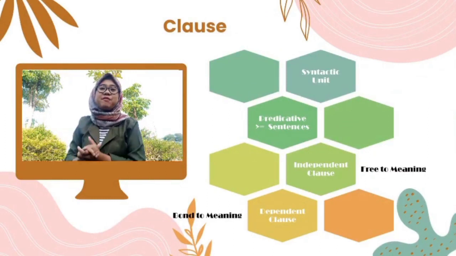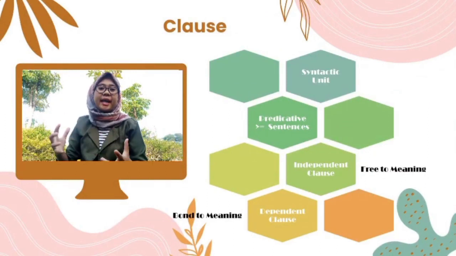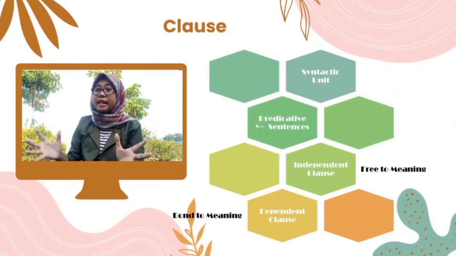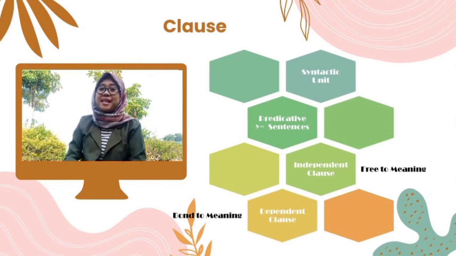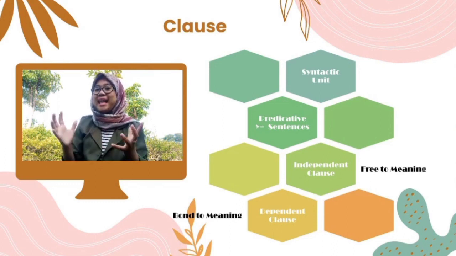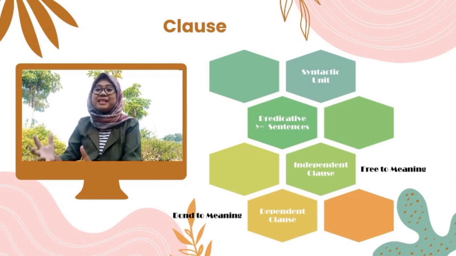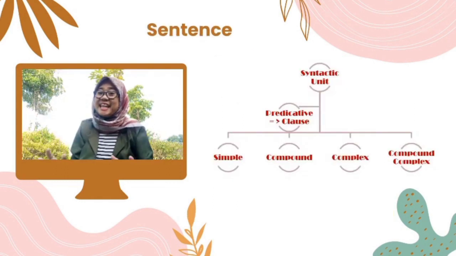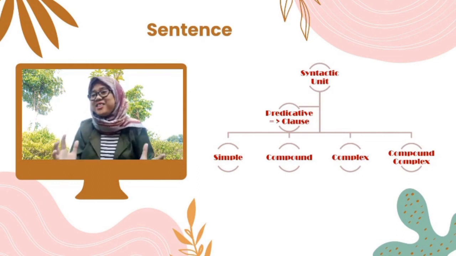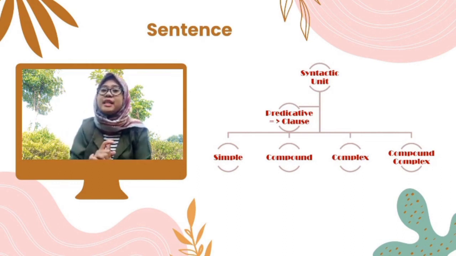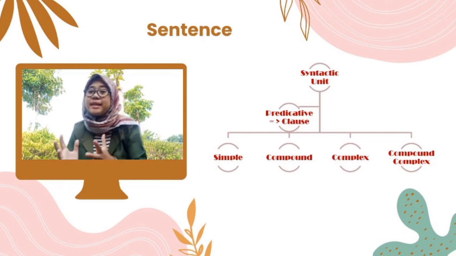A clause is a predicative syntactical unit that can act as a sentence. In general, there are two types of clauses, namely independent clauses and dependent clauses. An independent clause is a clause that stands alone. A dependent clause is a clause that depends on another clause, or a clause that cannot stand alone. Here we have the sentence. Sentences are basically the same as clauses. They are syntactical units that are predicative, and they are bigger than clauses.